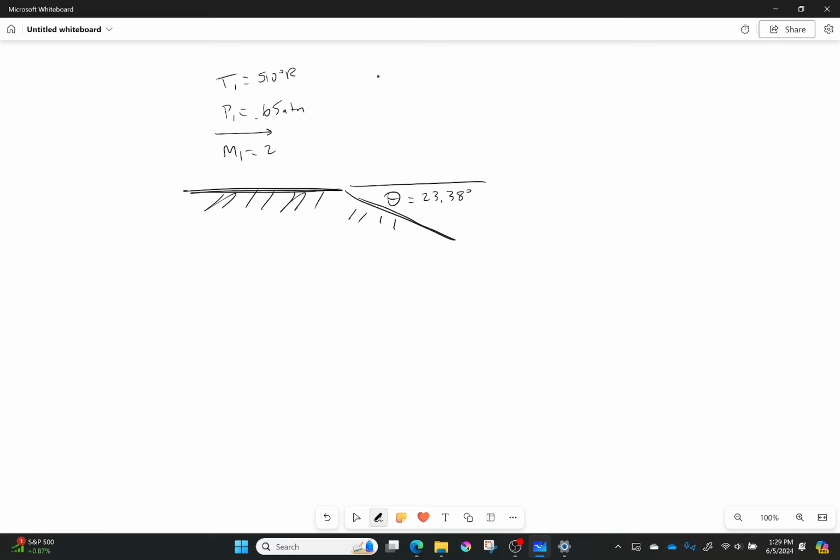Okay, I'm going to have an expansion fan. And I'm going to have some sort of Mach number afterwards, some pressure afterwards, and some temperature afterwards. So how do I figure this out? Well, first I need to figure out what my Mach number is after the expansion fan. For that, I would have to go to Appendix C and look for a Mach number of 2.